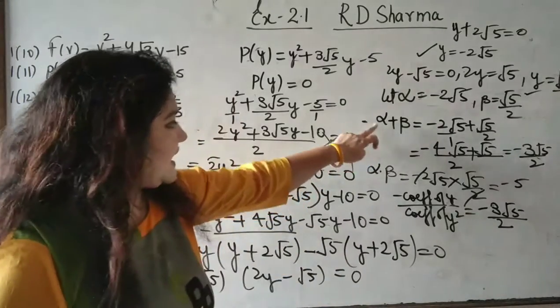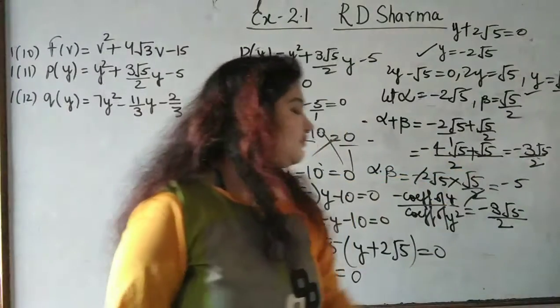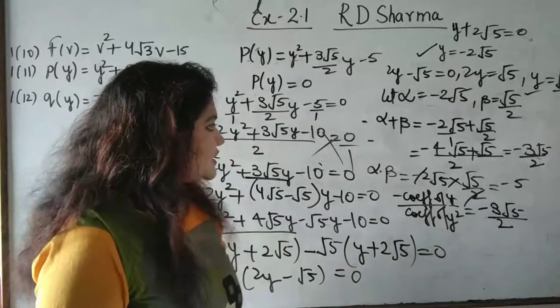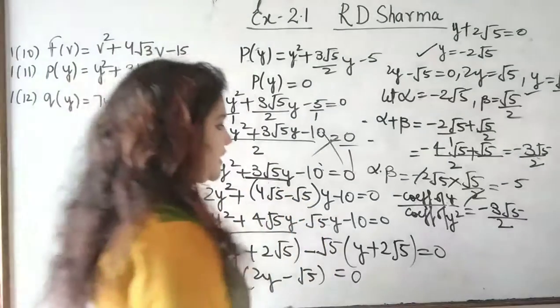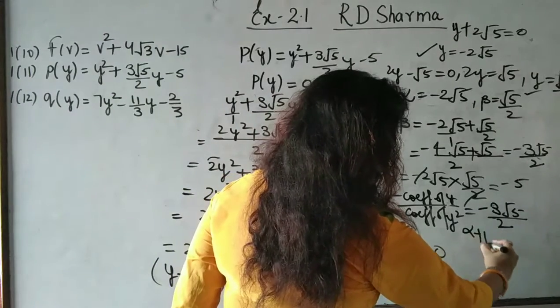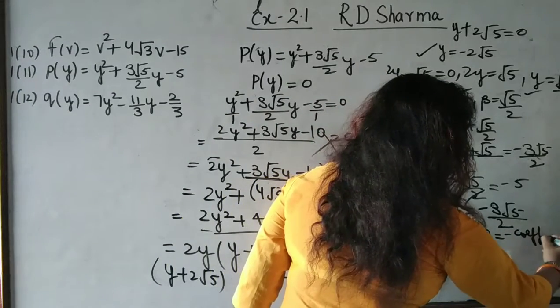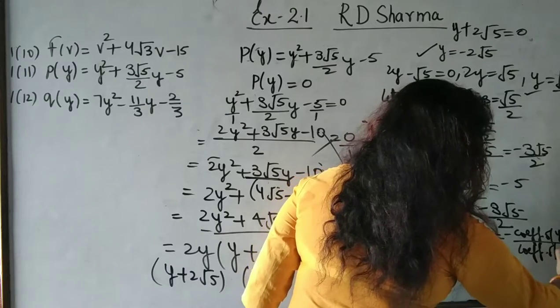Just check, guys, alpha plus beta is also equal to minus 3 root 5 by 2. So we got the relation: alpha plus beta is equal to minus coefficient of y upon coefficient of y square.